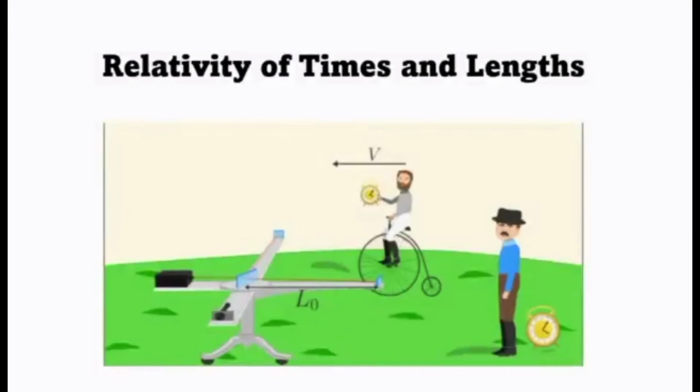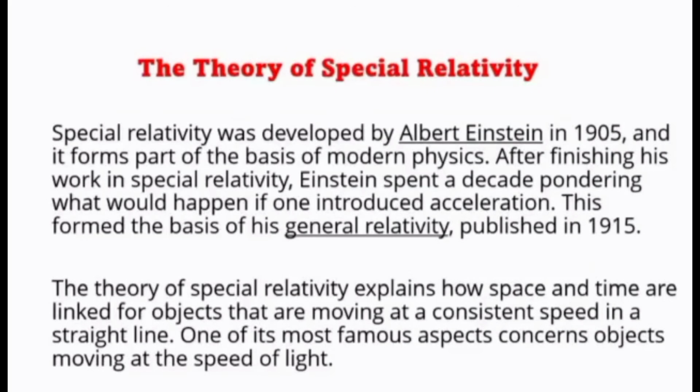So let's proceed to relativity of times and lengths. The theory of special relativity. Special relativity was developed by Albert Einstein in the year 1905, and it forms part of the basis of modern physics. After finishing his work in special relativity, Einstein spent a decade wondering what would happen if one introduced acceleration. This formed the basis of his general relativity, published in the year 1915.